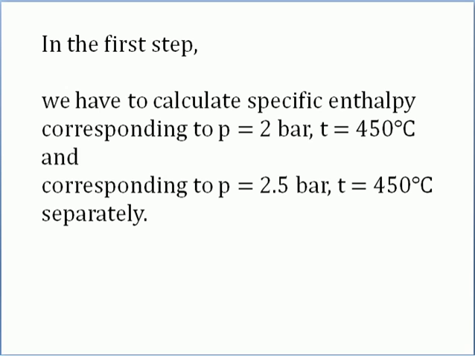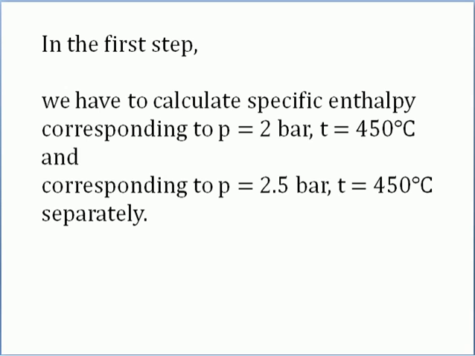After that we keep the temperature of 450 degrees Celsius constant, and the variable terms are 2 bar and 2.5 bar. What we are going to find out is the specific enthalpy corresponding to 2.3 bar. So in the second step we have to interpolate for pressure only.